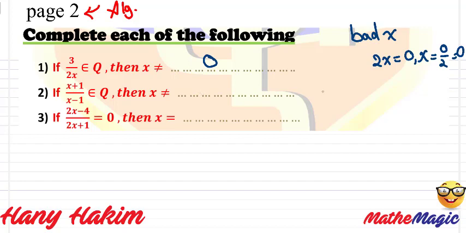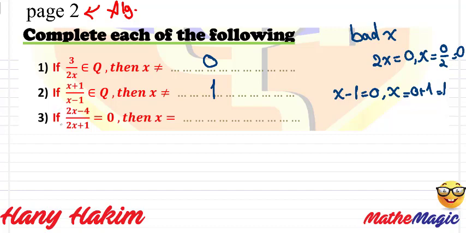For the second question, if x plus 1 over x minus 1 is an element in Q, then x not equals what. Here I'm asking for the bad x also, so you have to put the denominator x minus 1 equals to 0, then move negative 1 to the other side, so we get x equals 0 plus 1, which is equal 1.